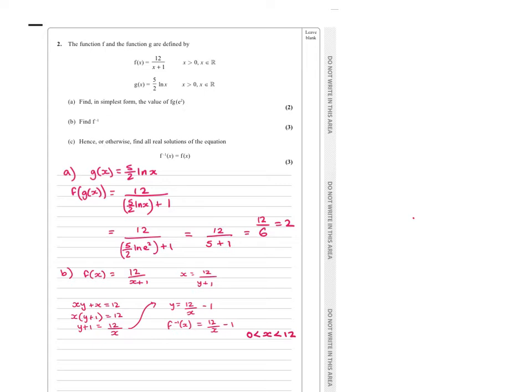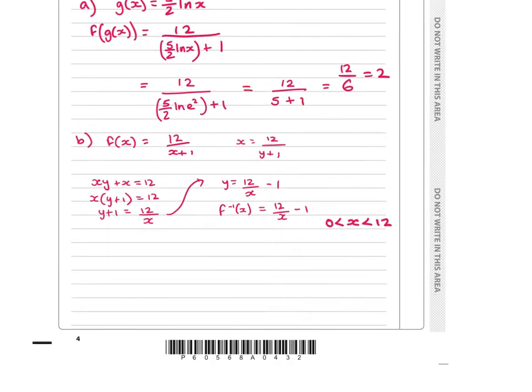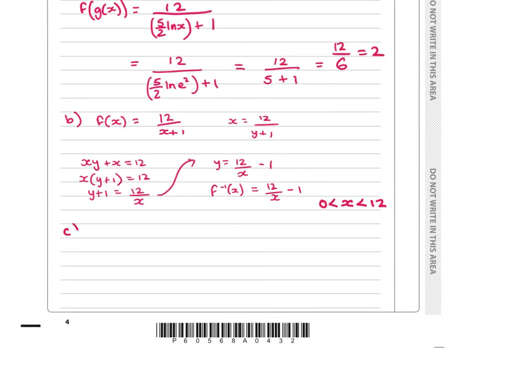And then part C says, hence or otherwise, find all real solutions of the equation. If we're going to find all real solutions of the equation, what I'm going to have to do is put the two equal to each other. So part C, I'm going to have f of x equals the inverse. So I'm going to put them together. So I'm going to get 12 over x plus 1 equals 12 over x minus 1.